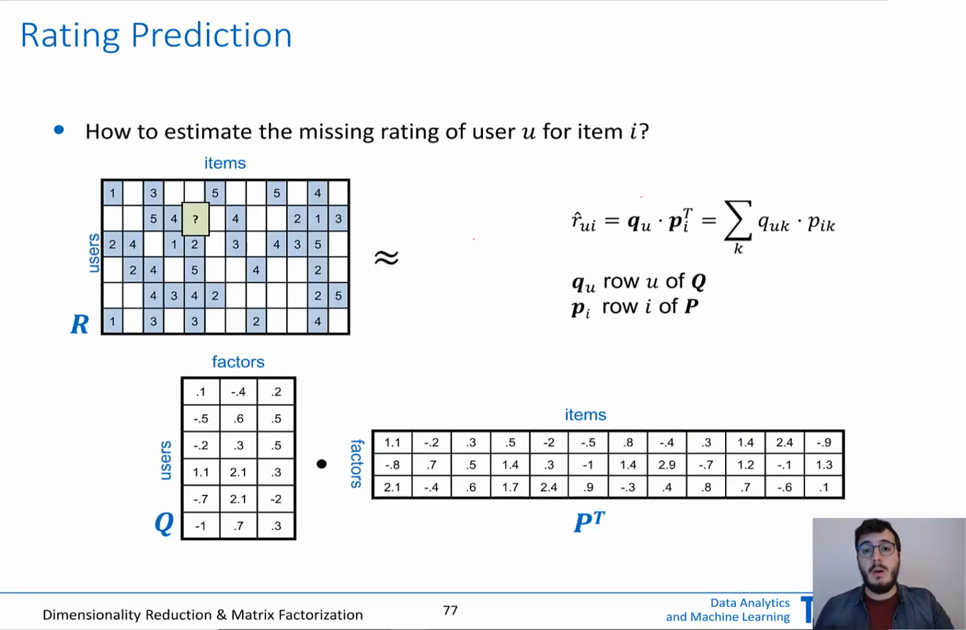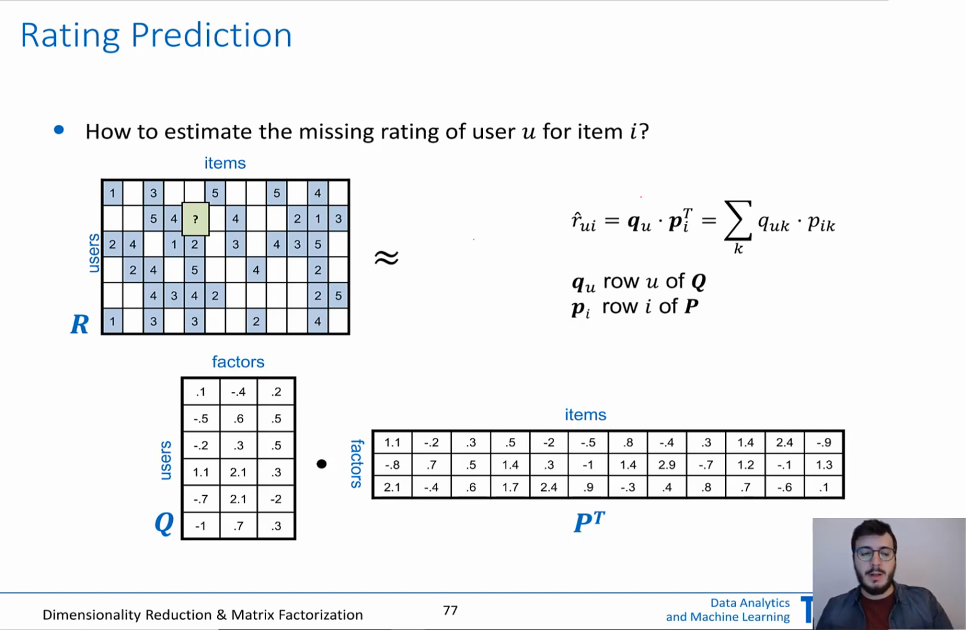Okay, now that we know how to learn Q and P, either with the alternating optimization or with the gradient descent approach, or in other words, now that we know how to obtain the latent factors Q_u for each user and the latent factors P_i for each item, the question is, how do we do prediction? Well, it's pretty simple. We just take the dot product between the appropriate user vector and the appropriate item vector.